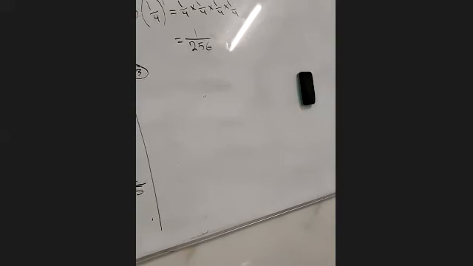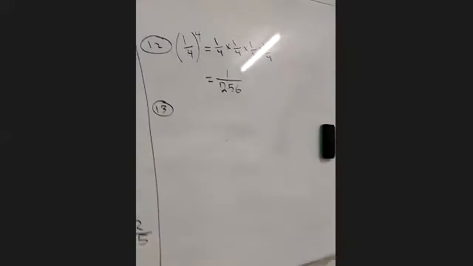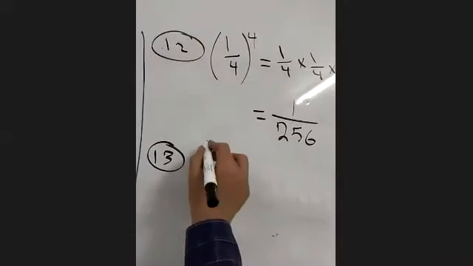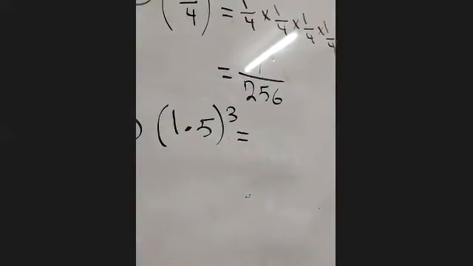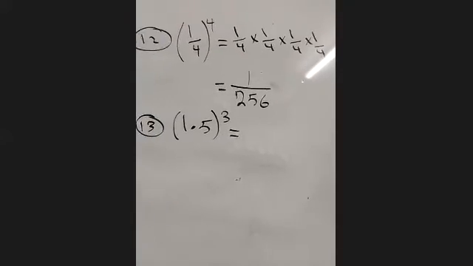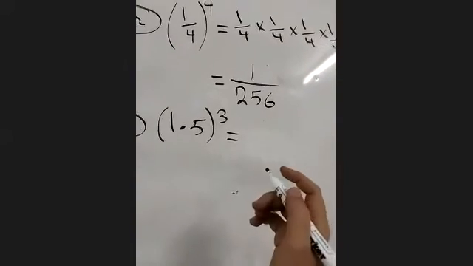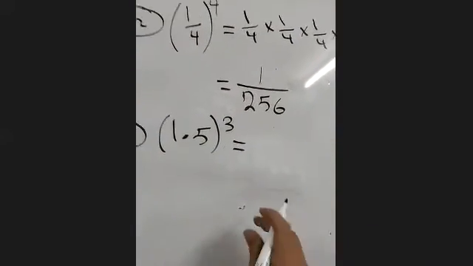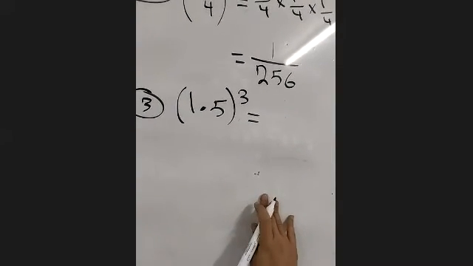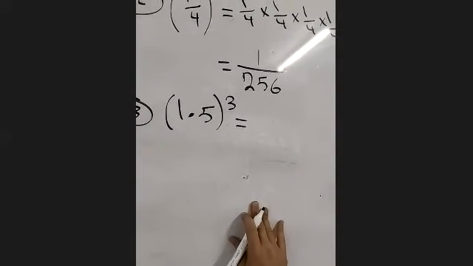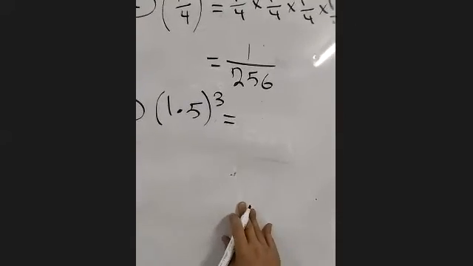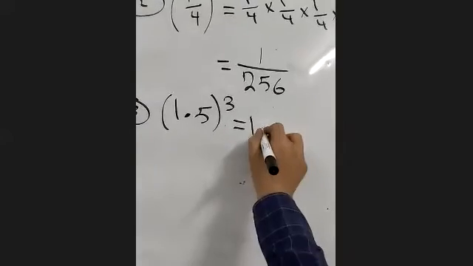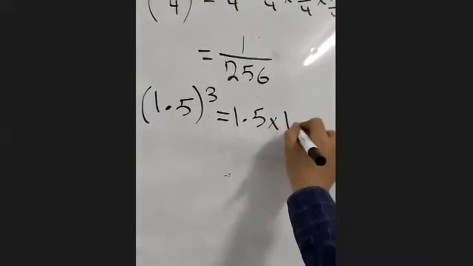Question 13. 1.5 to the power of 3. We have a power of a decimal here. Good. Yeah, let's do it together. Adnan, yalla. What will you put? 1.5 times 1.5 times 1.5.